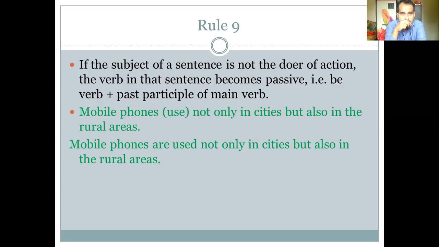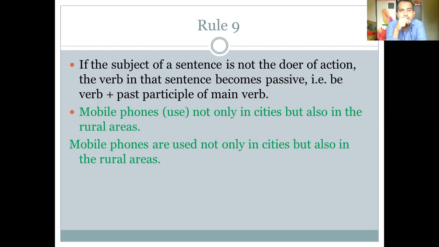Now consider the example: mobile phones (use) not only in cities but also in the rural areas. Here you see that in this sentence the subject is mobile phones. Usually mobile phones cannot be a subject in a sentence, and if this type of thing becomes a subject, you should perceive that the sentence is in passive voice, and the doer or the main subject is in hidden mode.